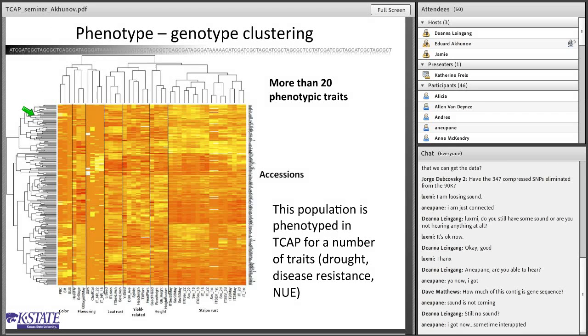So this is just a summary slide that shows the clustering of phenotypic data that was accumulated for this population. Currently, this population is included in the TCAP project, and it will be phenotyped for a number of traits, including drought and disease resistance, and if I'm not wrong, nitrogen use efficiency.